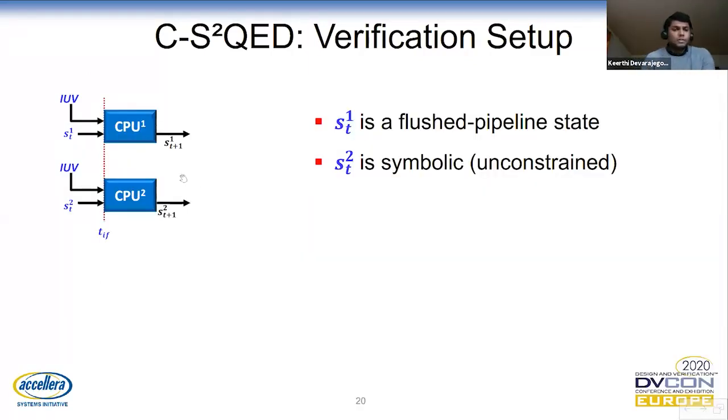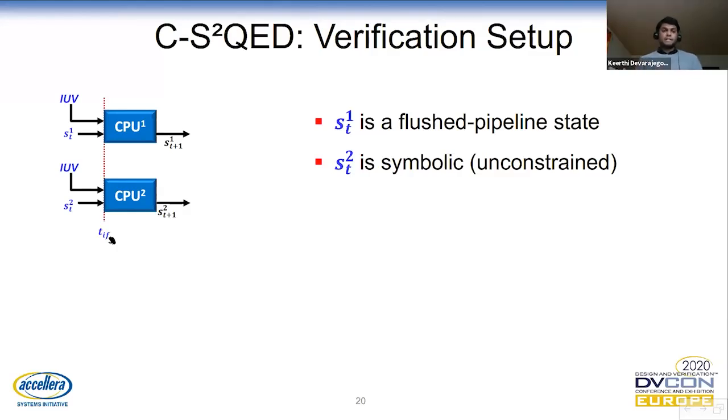And yes, so as I said, the only difference between these two core instances is the starting state. ST1 is the starting state of CPU1, and ST2 is the starting state of CPU2. And what is ST1? ST1 is a flushed pipeline state, which simply means that at this time point, TIF, there are no other active instructions in the pipeline. It doesn't mean that this is a reset state.